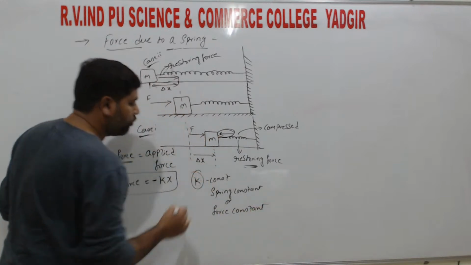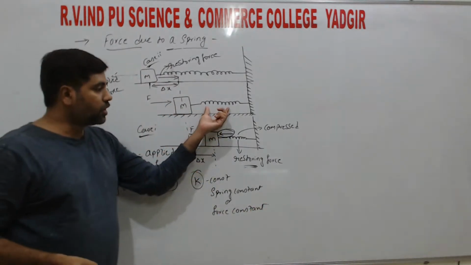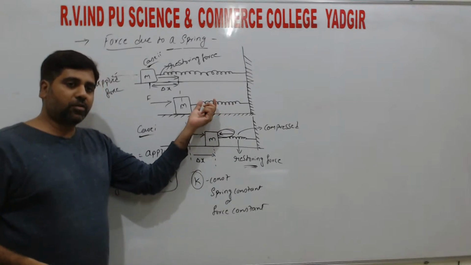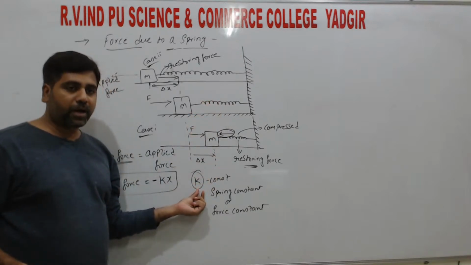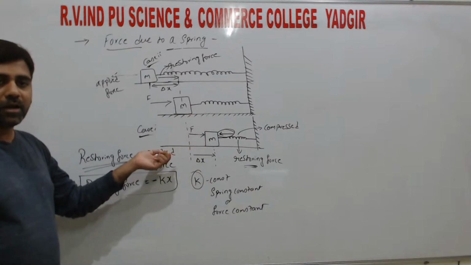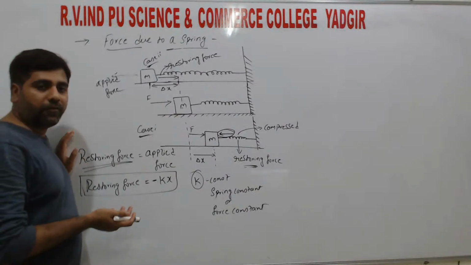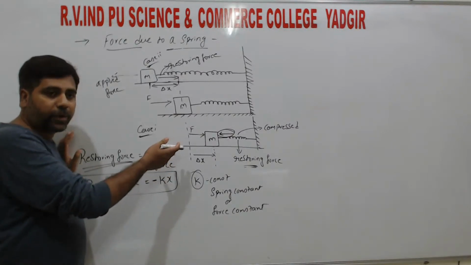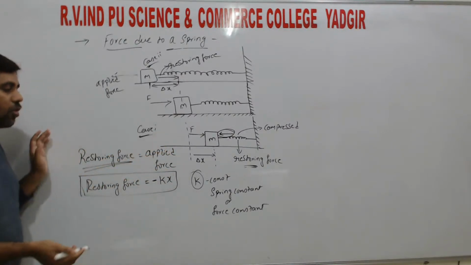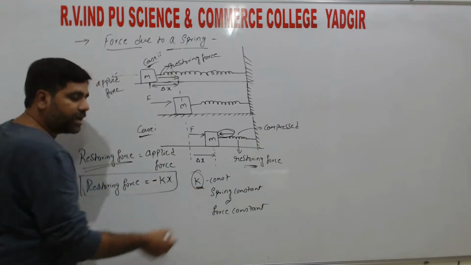So this value will depend on the nature of the spring. Whichever material we use, this k value depends on that material, right? All springs are not manufactured from the same material. So different springs are manufactured in different materials. Steel is used in some springs, iron in others. So k depends on that factor.